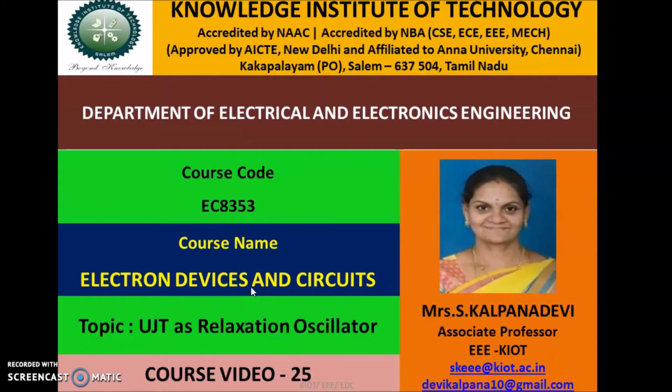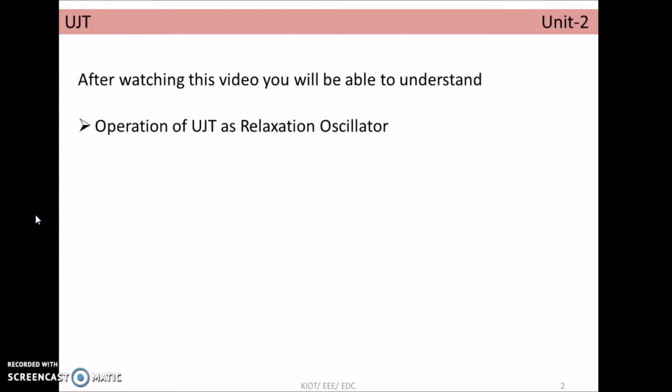In this video, we are going to discuss an application of UJT as a relaxation oscillator. After watching this video, you will be able to understand the operation of UJT as a relaxation oscillator. A relaxation oscillator is considered to be one of the applications of UJT. So UJT is widely used for n number of applications.